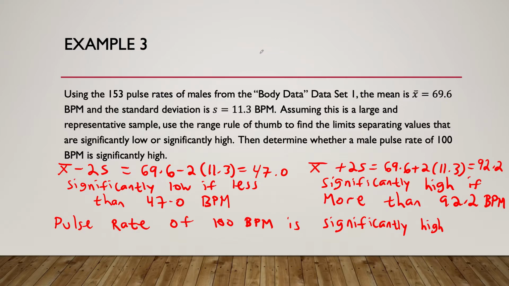So we are using x bar plus and minus 2 times the standard deviation s. So 69.6 minus 2 times 11.3, that's 47.0. And 69.6 plus 2 times 11.3 is 92.2. So significantly low is less than 47 beats per minute, and significantly high is more than 92.2 beats per minute. A pulse rate of 100, though, 100 is greater than 92.2. So the pulse rate of 100 beats per minute is significantly high.